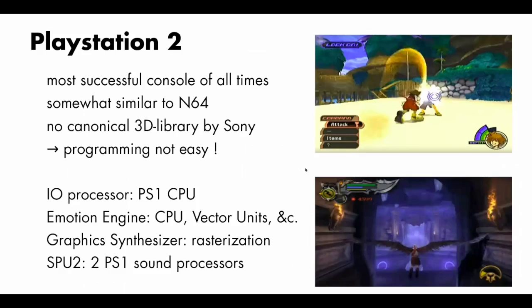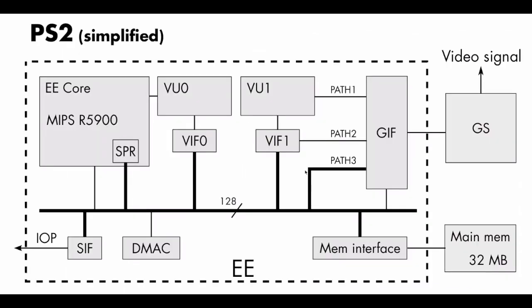So hardware-wise, we have the PS1 CPU for backwards compatibility and taking over I/O tasks like disk, memory card, and controllers. Then the heart of it is the Emotion Engine, really, which is a MIPS CPU with two vector units and some other stuff. The Graphics Synthesizer is the rasterizer, and for sound we have essentially two PS1 sound processors. So we're going to look into the graphics part of it a little bit more.